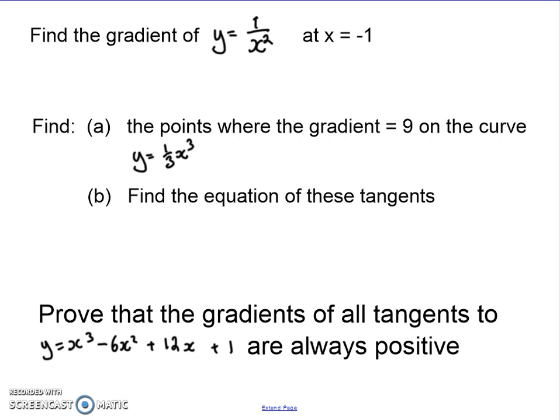And then the third one is, I want you to prove that the gradients of all tangents to the curve y equals x cubed minus 6x squared plus 12x plus 1 are always positive. Have a go at these questions and then come back and check your answers.